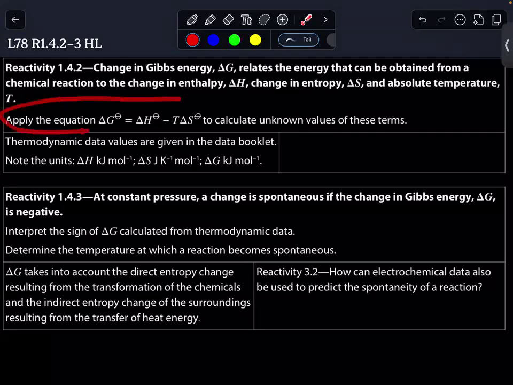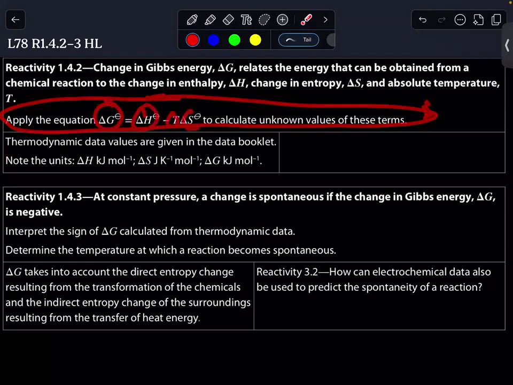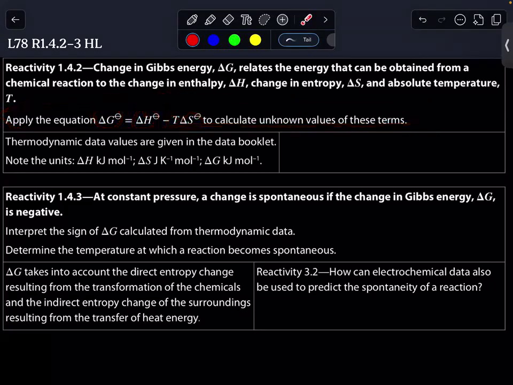We're going to be using this equation: delta G equals delta H minus T delta S to calculate unknown values of these terms. As long as we have any three of these four terms, we should be able to calculate the others. Further, we must know that delta H and delta G are in kilojoules per mole, and delta S is in joules per Kelvin per mole.